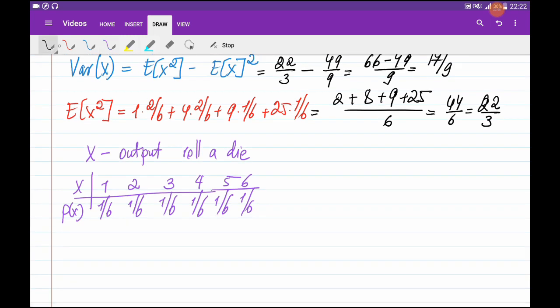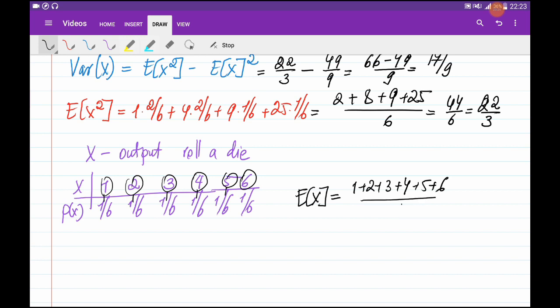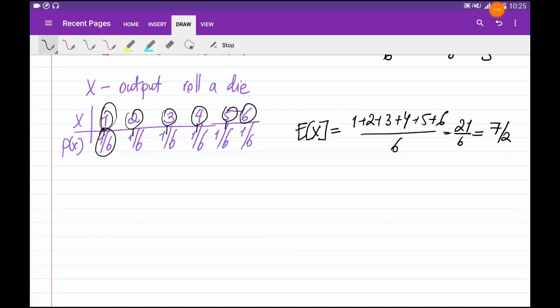The expectation of X is the output multiplied by its probability in summation. So the expectation is when we multiply every output by its probability and then sum them. So we'll get 1 plus 2 plus 3 plus 4 plus 5 plus 6 over 6, which is equal to 21 over 6, or 7 over 2.